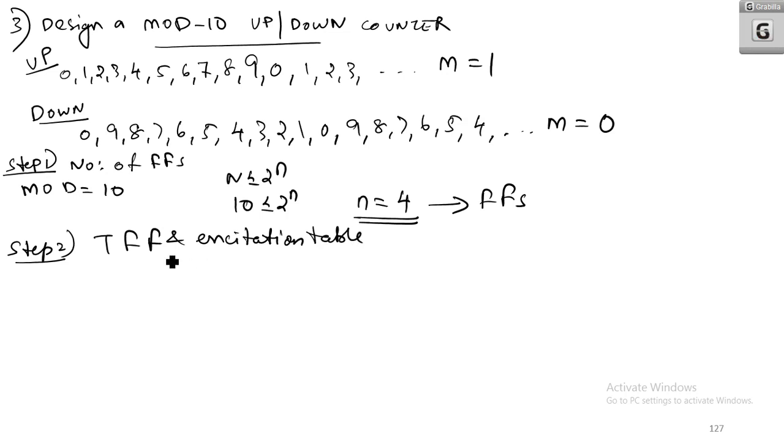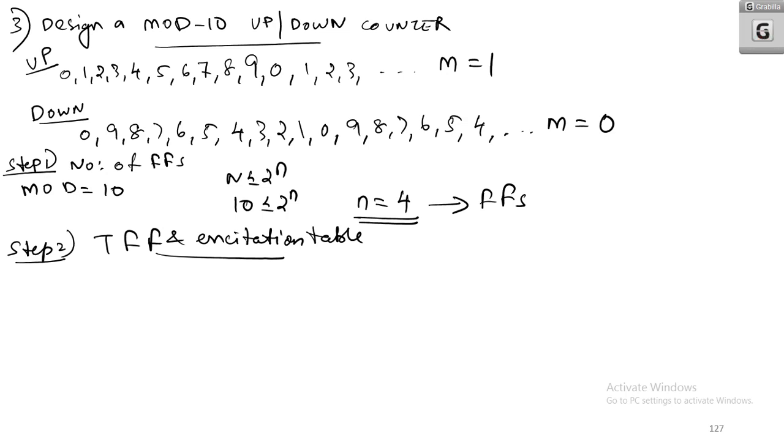Okay, because in the question nothing is specified. If nothing is specified, you can go with the T flip-flop. Generally, if the mode is a higher value, you can go with T flip-flop. No problem, because mode is a comparatively high value. Otherwise, if the mode is comparatively less, you can go with the JK flip-flop or SR flip-flop, something like that.